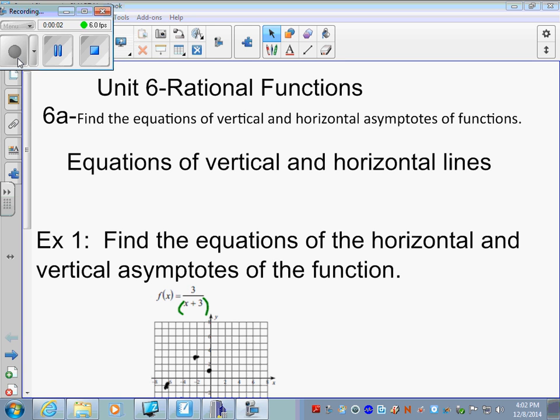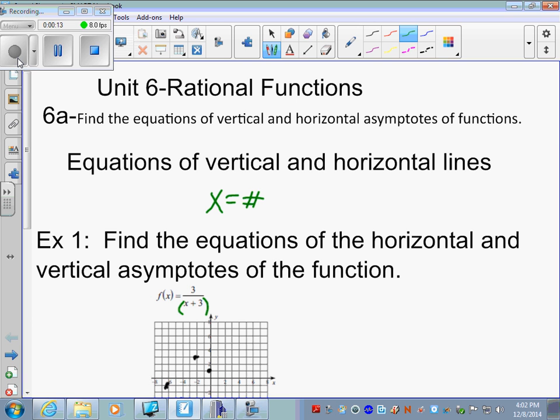Unit 6, rational functions. 6a is to find horizontal and vertical asymptotes and the equations of them. The equation of a vertical asymptote is x equals the number. The equation of a horizontal asymptote, or a horizontal line, is y equals the number. Horizontal is always y equals, vertical is always x equals.